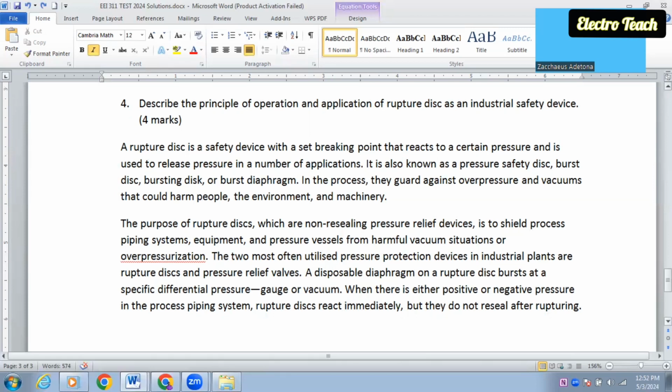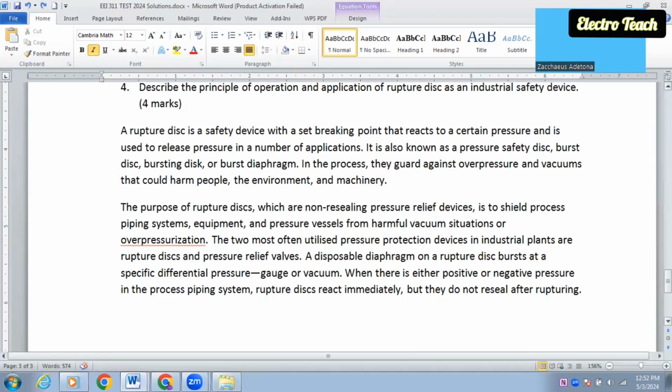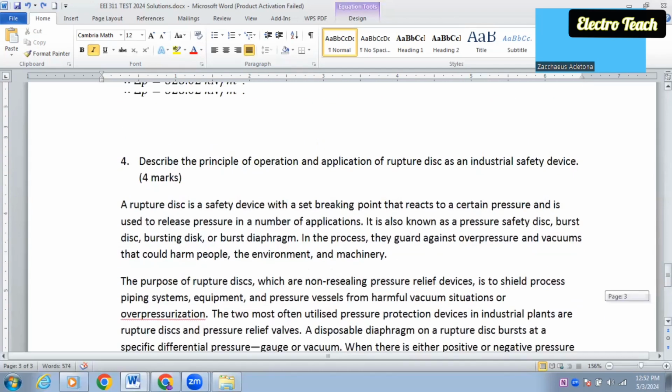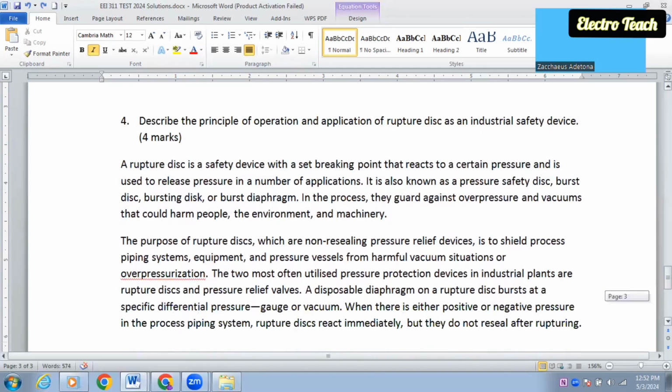After it has ruptured, it does not reseal, so it has to be replaced in order for the system to be put in place again. The ruptured disc has to be replaced. That's the operation of the ruptured disc, the use and the principle of operation and application of the ruptured disc as an industrial safety device. So that's how we come to the solution to question number 4 and the end of the solution to all the problems.